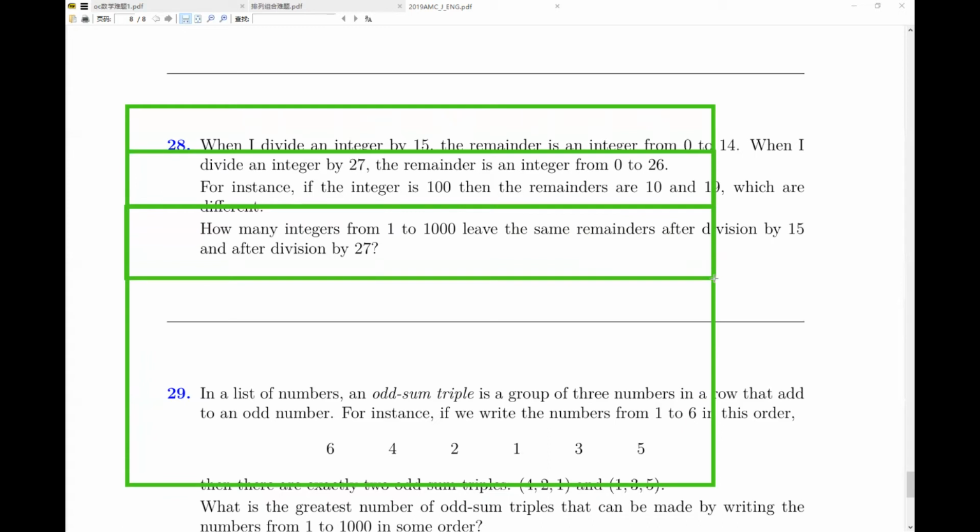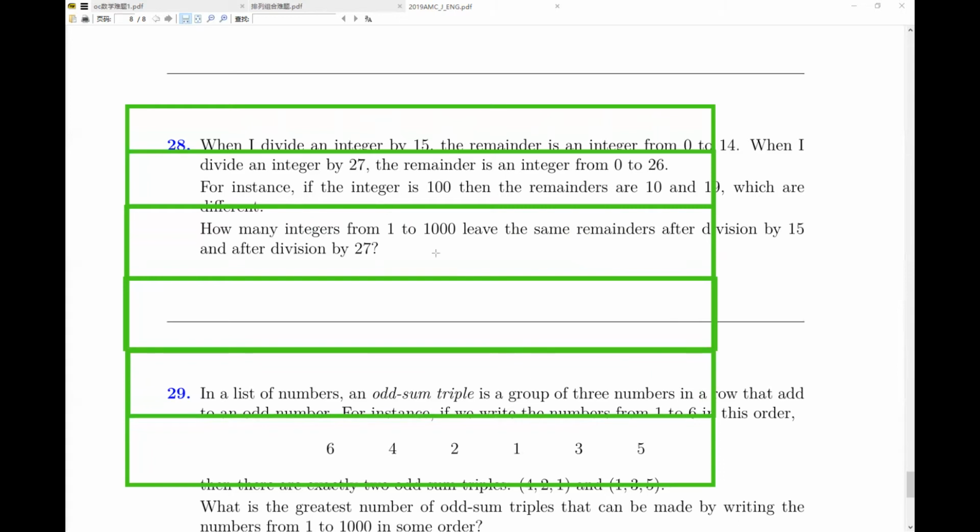I just list all the numbers in the table. Okay, we record this one as, choose another color, this one as a remainder. Remainder can be, we already know that it can be 0, 1, 2, 3. Keep going, I just put dot, until 14. That's all the remainder possibilities, right?